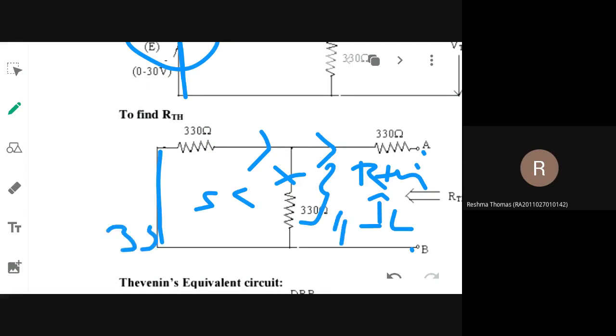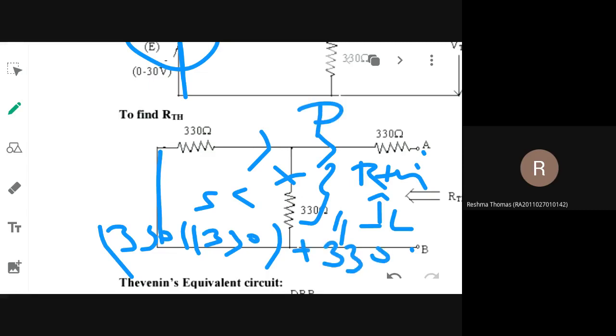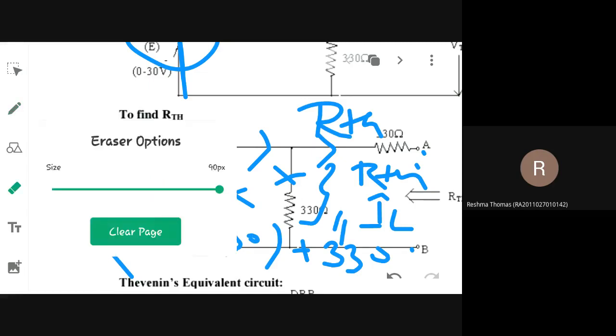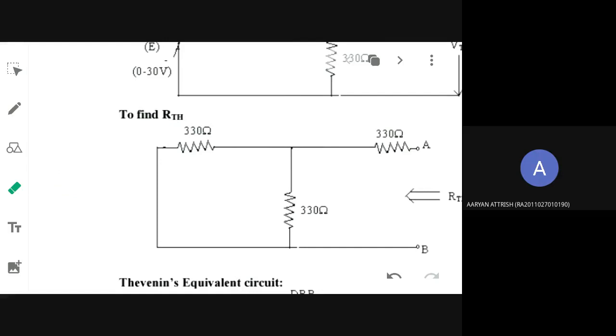So 330 parallel 330, that is connected in series with 330. That will give you RThevenin. So this is how you will be manually calculating RThevenin. Understood how to calculate RThevenin? Yes, ma'am.